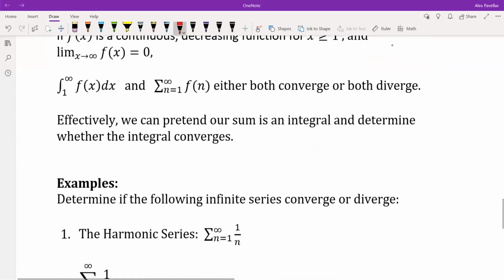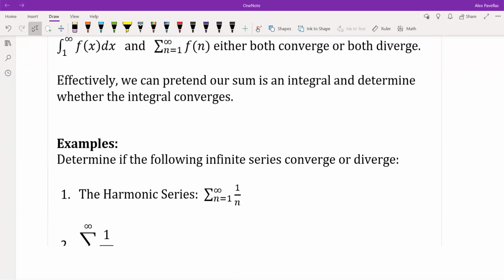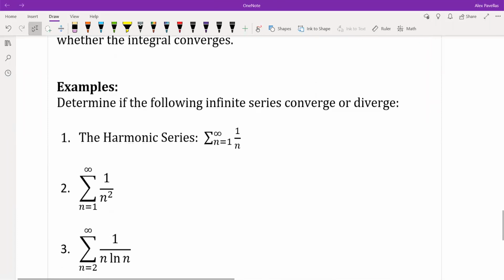All right, so what are some examples of this? The first one is the so-called harmonic series. This is a famous series. You know a series is important if they give it a fancy name. It's an important series that lots of people care about.